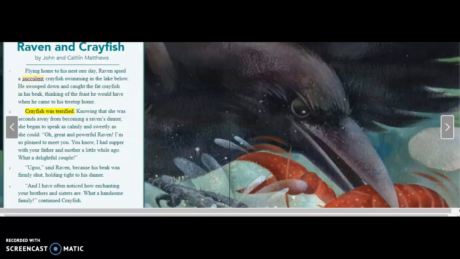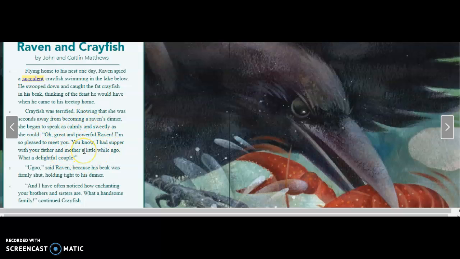Crayfish was terrified. Knowing that she was seconds away from becoming a raven's dinner, she began to speak as calmly and sweetly as she could. "Oh, great and powerful Raven, I'm so pleased to meet you. You know, I had supper with your father and mother a little while ago. What a delightful couple."